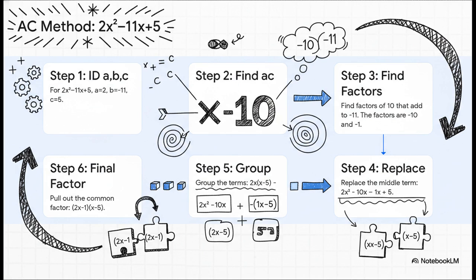Simple enough. Next, we need to find 2 numbers that multiply to that 10, but, and this is key, add up to our b value, which is negative 11. After a little thought, we find them, negative 10 and negative 1. Now for the really clever part. We use those 2 numbers to split our middle term. Then we group these new terms together and just pull out the common factors. This neat little process leaves us with our final factored form, 2x minus 1 and x minus 5.